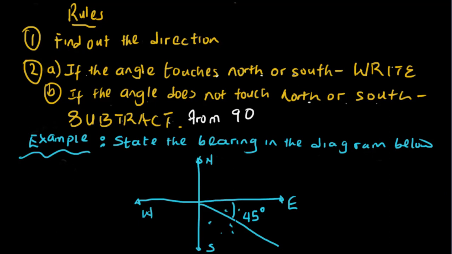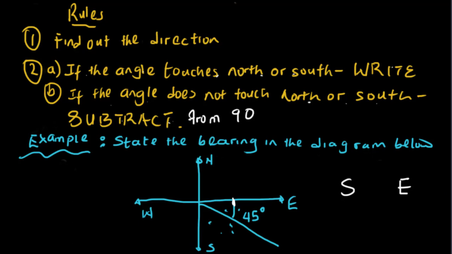So what direction do we have here in that quadrant? This is southeast, so I write southeast. Now move to the next rule. If the angle touches north or south, right? If it doesn't, subtract from 90. Now the angle is touching east. So what do we do? I subtract from 90.